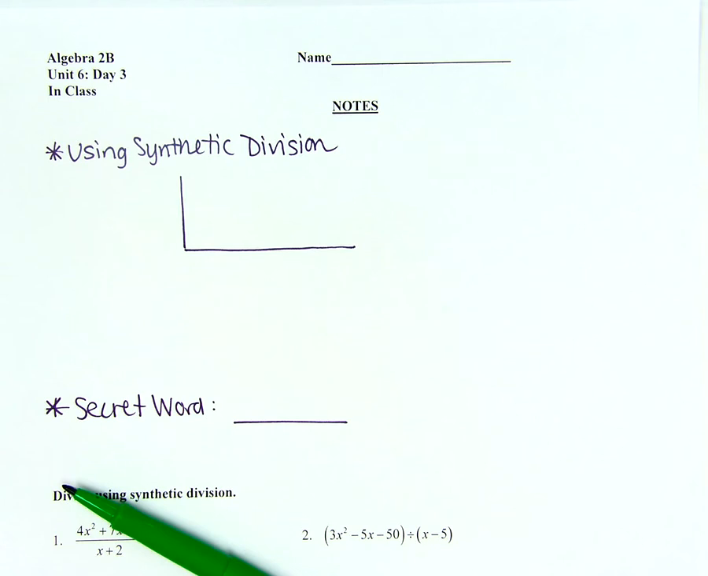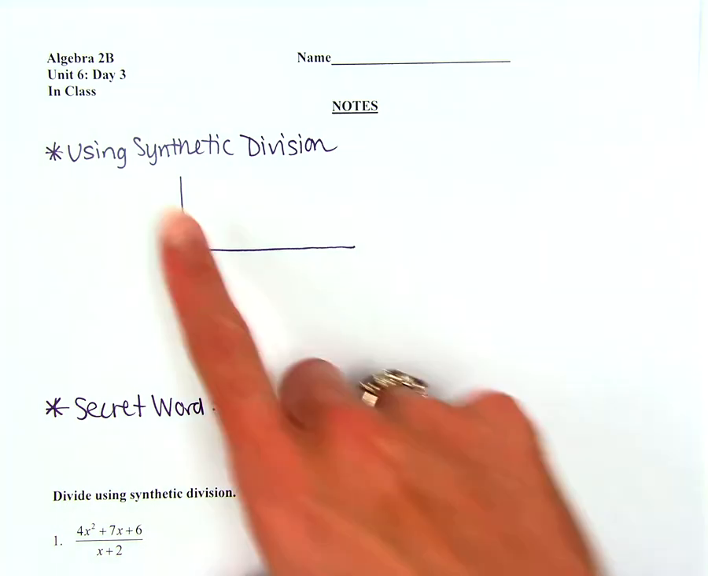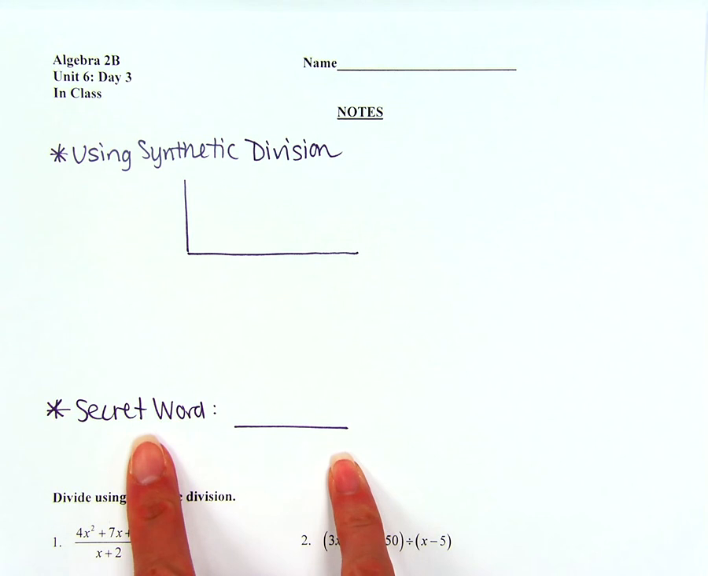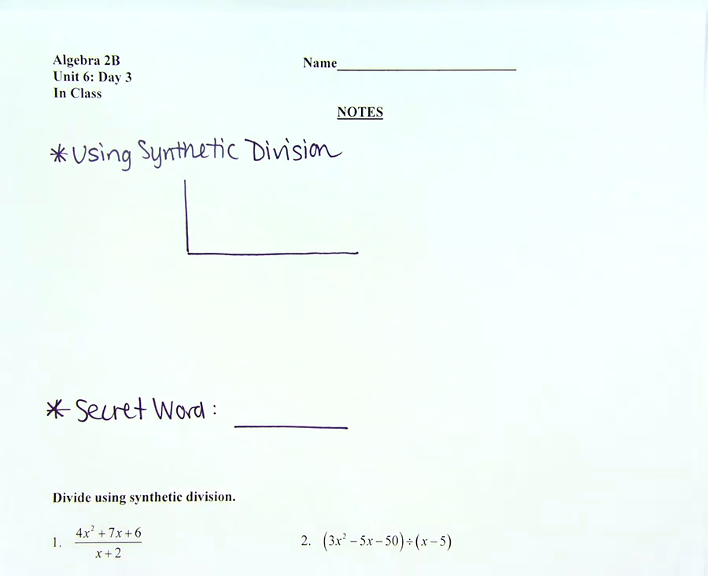Since we've already done addition, subtraction, and multiplication, we are on to division today. And we're going to be using a method called synthetic division. Please make sure that you have the audio on so that you can hear the secret word for today.